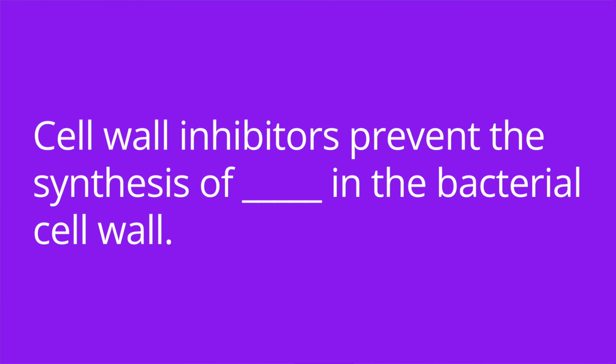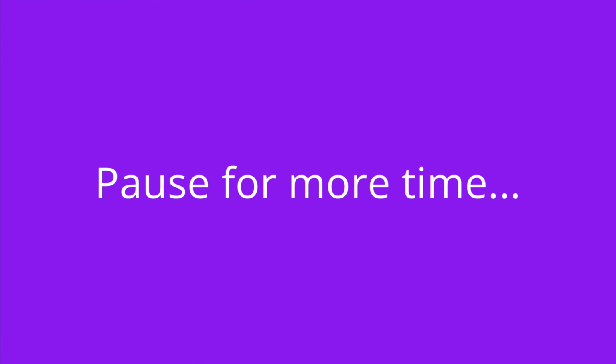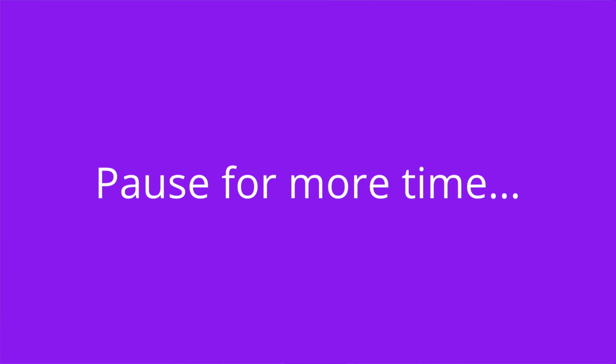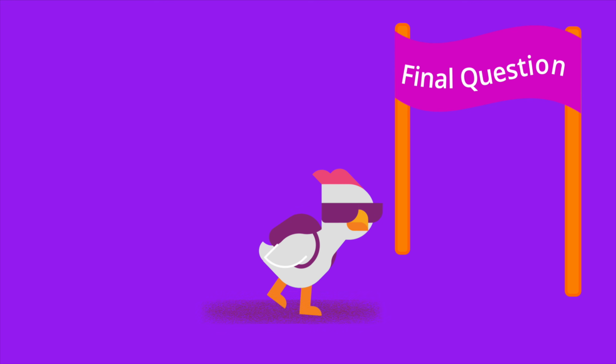All right, it's quiz time, and I have 3 questions. Question number 1. Cell wall inhibitors prevent the synthesis of blank in the bacterial cell wall. The answer is peptidoglycan. Question number 2. Which bacterial enzyme inactivates the beta-lactam ring in penicillins? The answer is beta-lactamase.